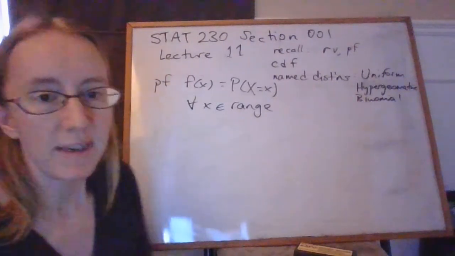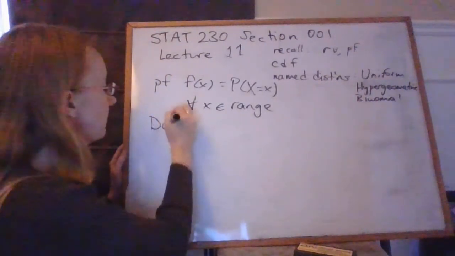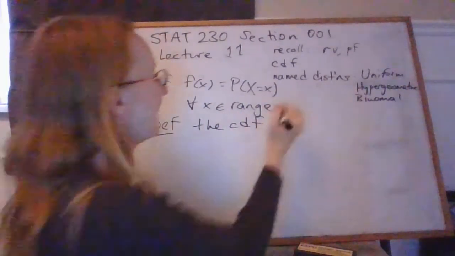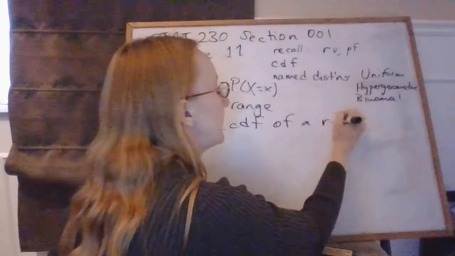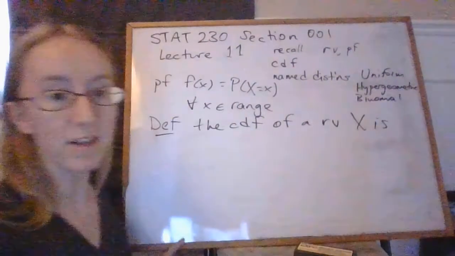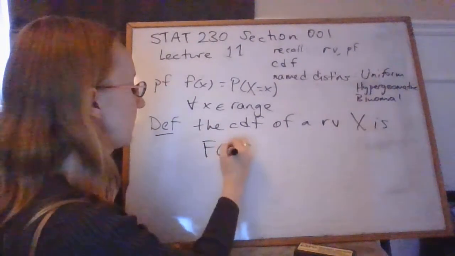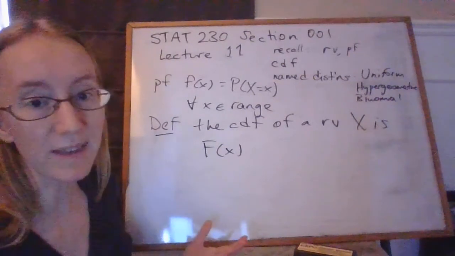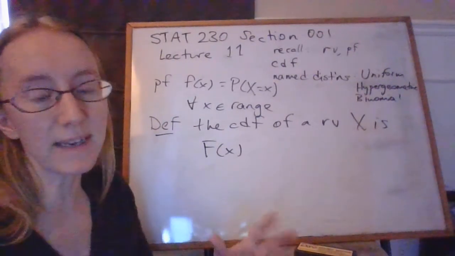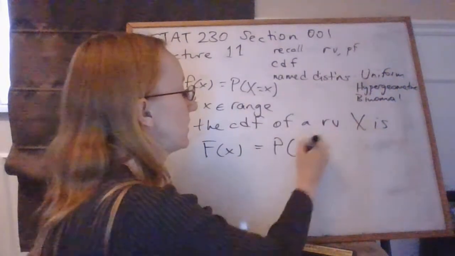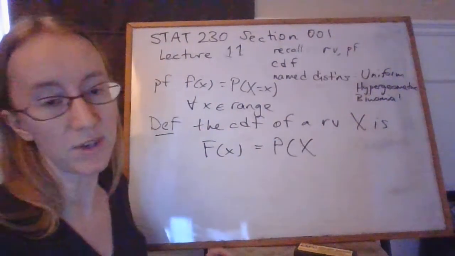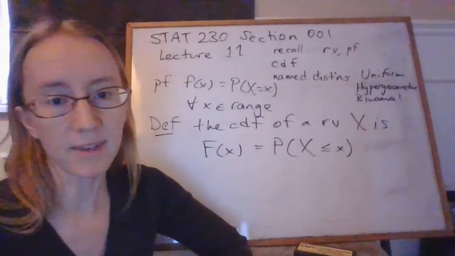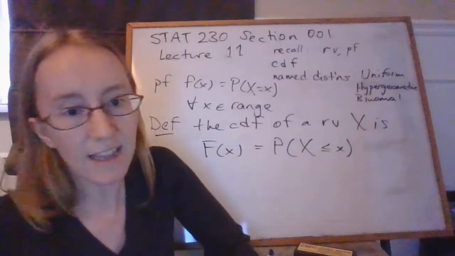So next I want to define the cumulative distribution function. Again, due to laziness, the CDF of a random variable X is defined as follows. We call it capital F of small x. So the F is capital, but the x is still small, and that matters. What the cumulative distribution function does is it tells us the probability that X, the random variable, is less than or equal to little x. So it's basically saying the random variable takes on any value that's less than or equal to the value little x.